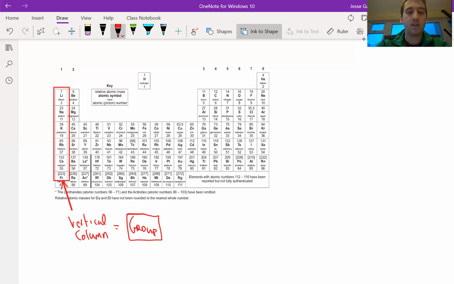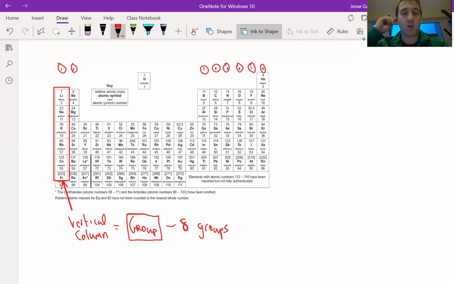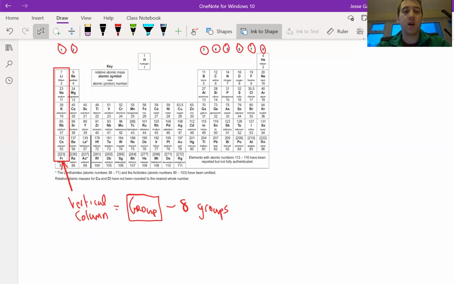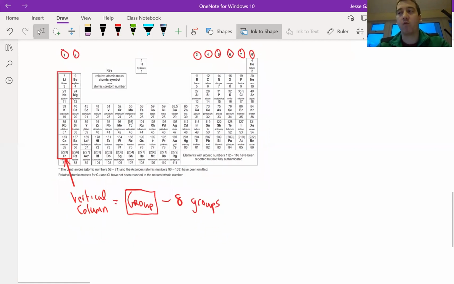And there are 8 main groups in the periodic table. Here is group number 1. Here is group number 2. Here is group number 3. Group number 4, 5, 6, 7. And finally, we have a group called group 0. Sometimes this group gets called group 8. That's okay as well, but group 0 is what it's more commonly known as. So again, always remember that a vertical column in the periodic table is a group.